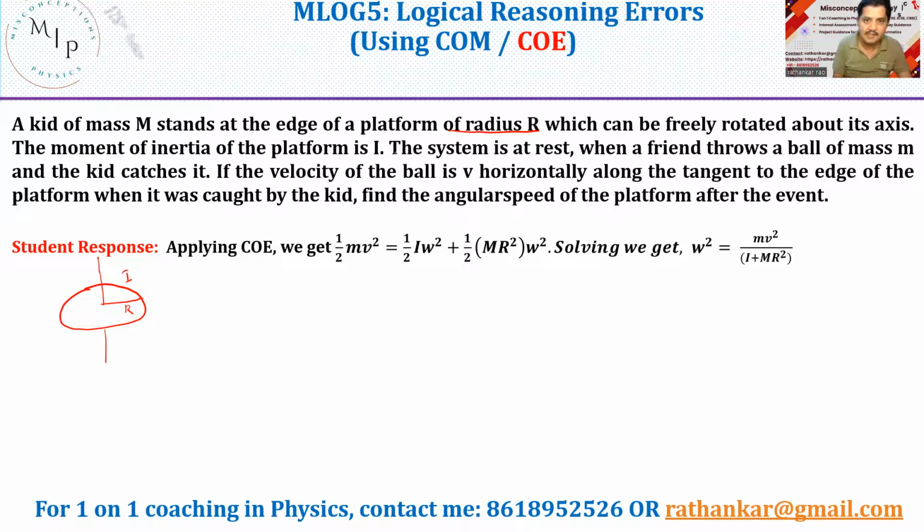So the moment I say a system is at rest, you should consider that the initial angular velocity is equal to 0. When a friend throws a ball of mass m, there is a person standing here, and one person throws the ball from here. The ball reaches this person. What do you expect? As a result, this rotating platform, which is free to rotate, now starts moving in this way.